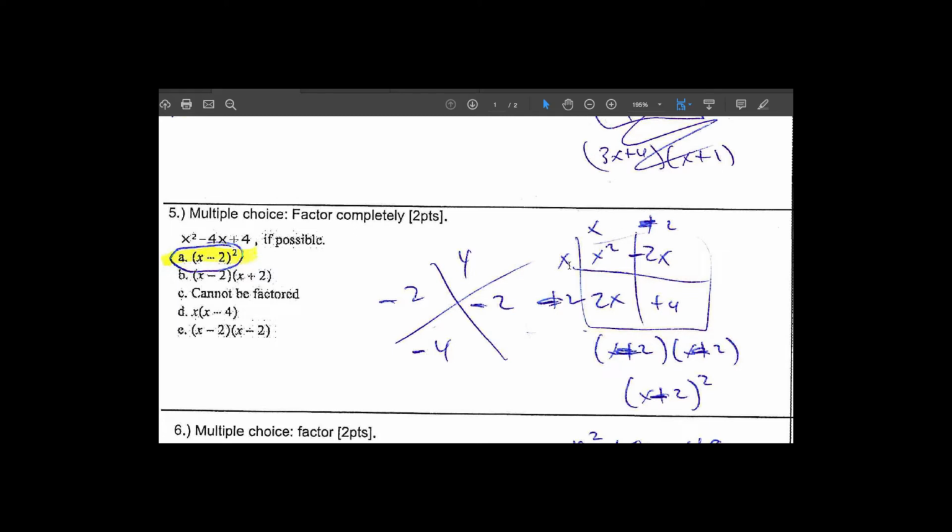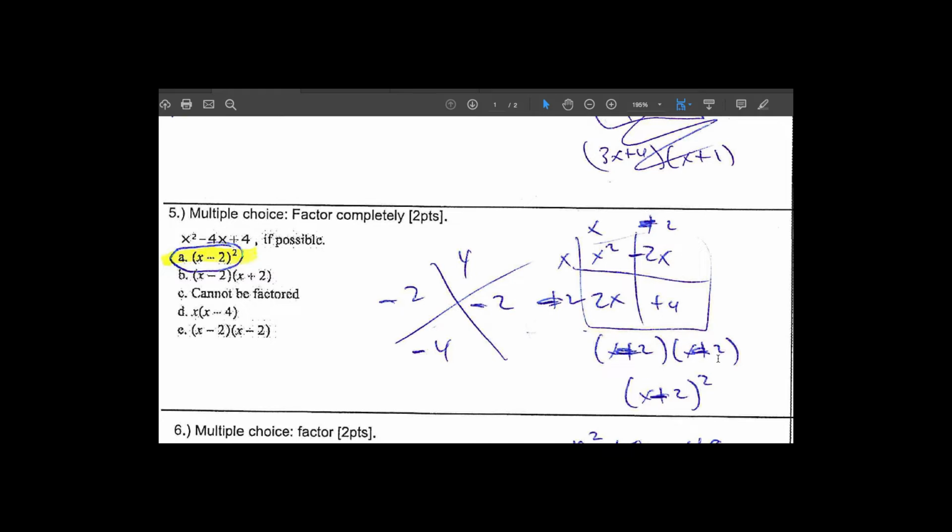And then I realize it's x times x gives me x squared. And then over here, it's x times a -2 gives me a -2x, so that's why I put a -2. And over here, the same thing, x times a negative 2 gives you a negative 2x. And then negative 2 times negative 2 is a positive 4. So you have x minus 2 and x minus 2.